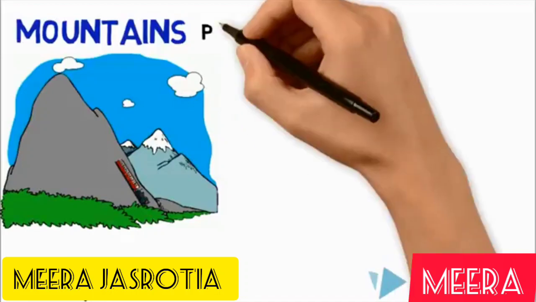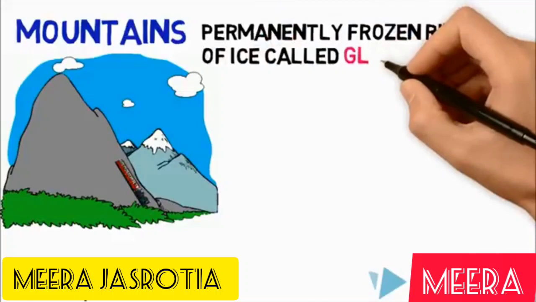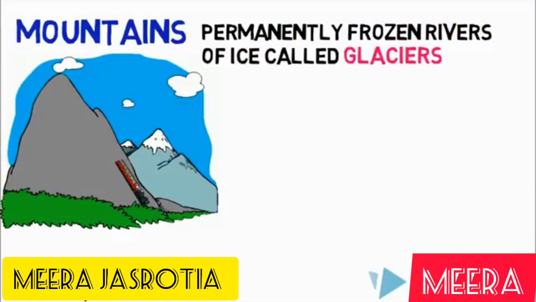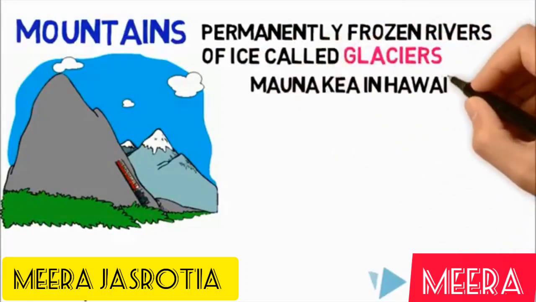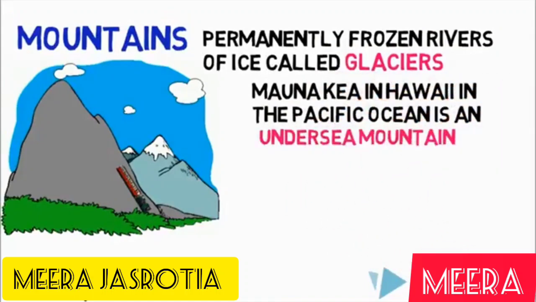Some mountains are even higher than the clouds. As you go higher, the climate becomes colder. In some mountains, there are permanently frozen rivers of ice. They are called glaciers. There are some mountains you cannot see, as they are under the sea. Mauna Kea in Hawaii in the Pacific Ocean is an undersea mountain. It is higher than Mount Everest, being 10,205 meters high.